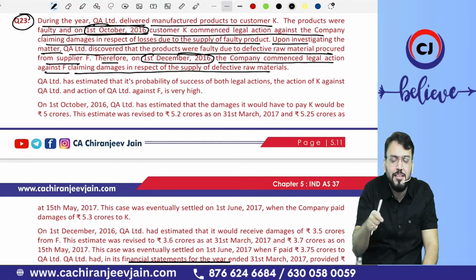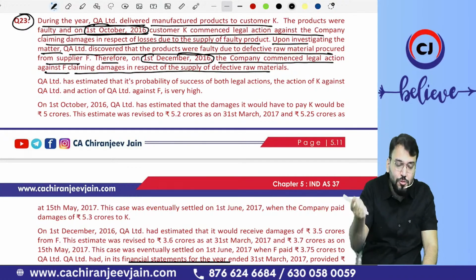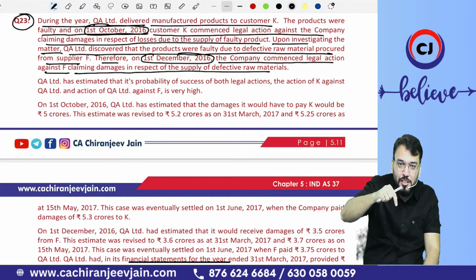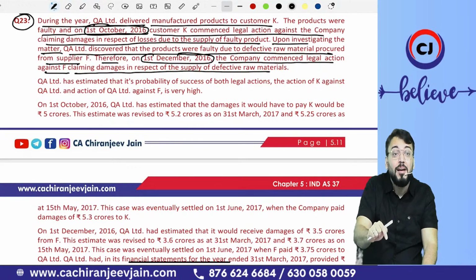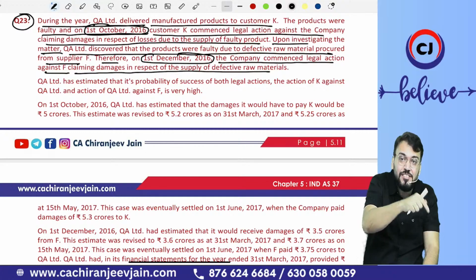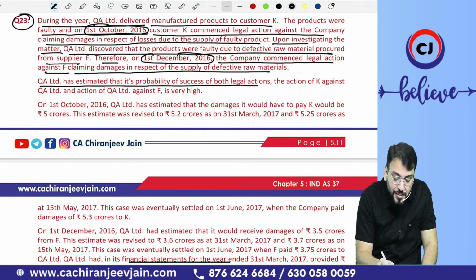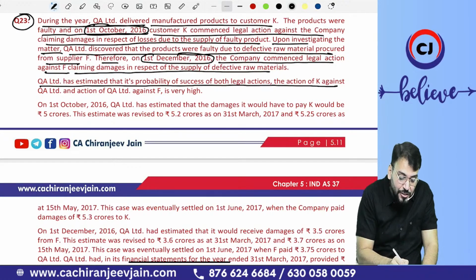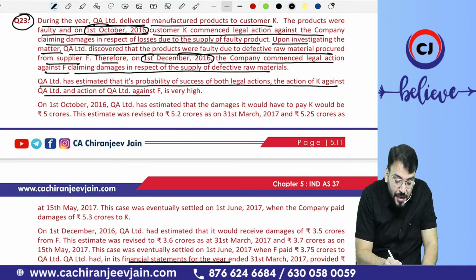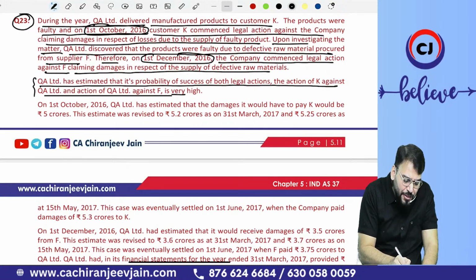One is a case filed by customer. Tell me first, customer against whom? QA Limited. One is a case filed by QA Limited against supplier. QA Limited has estimated that its probability of success of both legal actions, that is the action of K against QA Limited and the action of QA Limited against F, is very high. What is the meaning of this para?